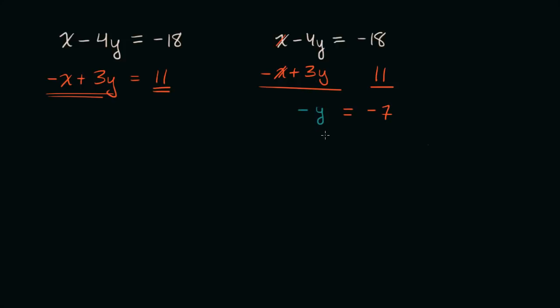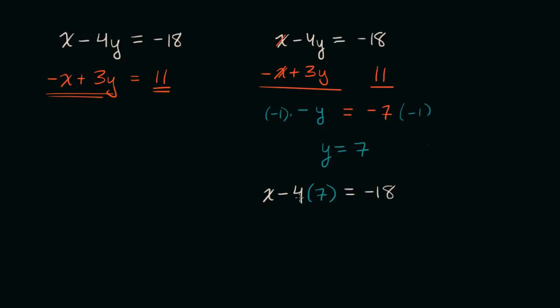Now we can divide both sides by negative 1, or multiply both sides by negative 1. We get y is equal to 7. So we have the y coordinate of the xy pair that satisfies both of these. Now how do we find the x? Well, we can just substitute y equals 7 into either one of these equations. When y equals 7, we should get the same x regardless of which equation we use. So let's use the top equation. We know that x minus 4 times 7, because we're going to figure out what x is when y is 7, is equal to negative 18.